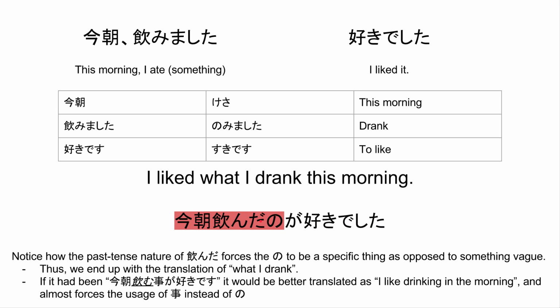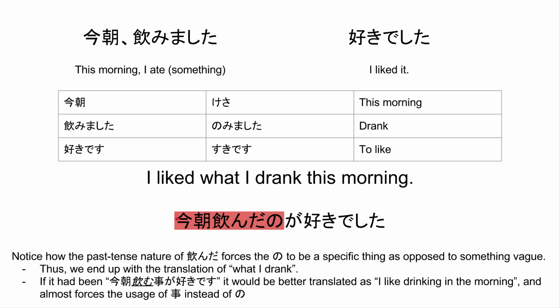So, notice how we chose no because it's a thing that you drank. And notice how we're combining this all together as the one clause. Kesa nonda no. This is all one thing. In the morning I drank thing. The thing that I drank in the morning ga suki desu. This is all together. It isn't kesa suki deshita. That doesn't make sense. I liked it this morning. I mean, I guess that could make sense, but that's not really what we're trying to say. It's kesa nonda no.